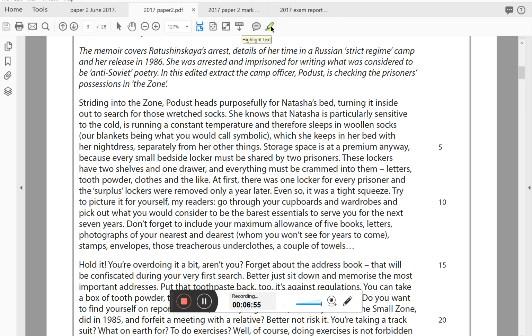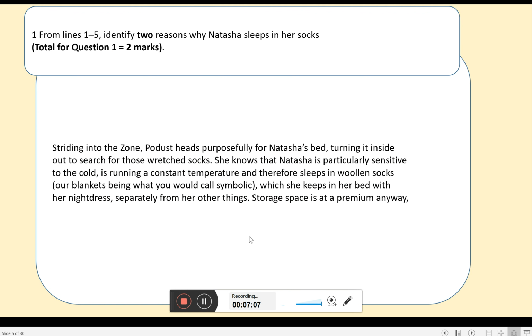So you've got lines 1 to 5 here. Okay, so just make sure that you mark, so either highlight or box off those ones. Okay, so that's the way to make sure you don't accidentally lose the wrong lines. So just pause it now to have a read through and then highlight or underline 2 reasons why she sleeps in her socks. Okay, so the answer is she's particularly sensitive to the cold and she's running a constant temperature.